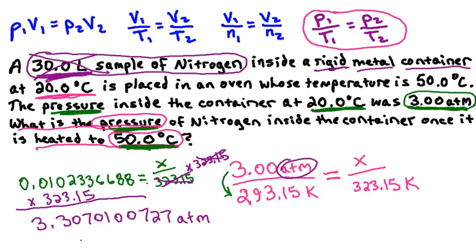And since we're dealing with three significant figures, we can round this to 3 sig figs, which is going to equal 3.31 atmospheres. So 3.31 atmospheres is our P2, our second pressure, once the sample of nitrogen is heated to 50 degrees Celsius.